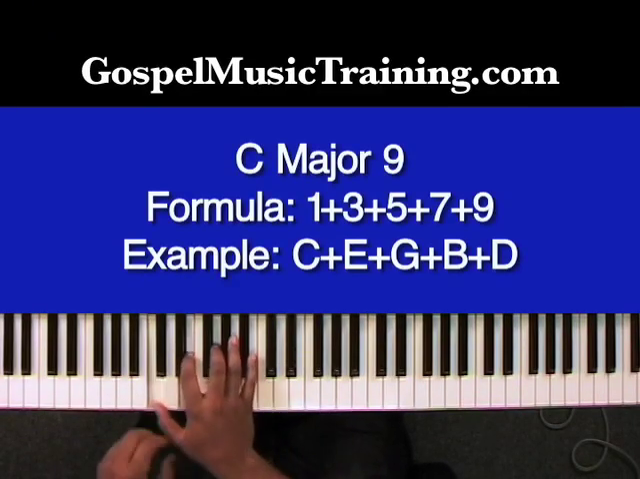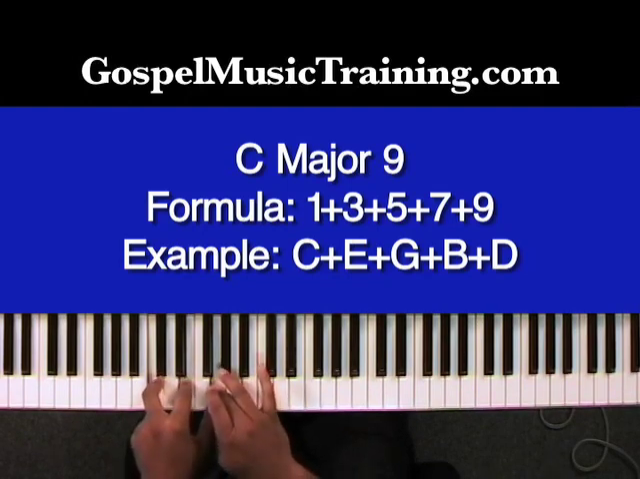So let's talk about the C major 9. And remember, starting from the ground up, the foundation, you have to start with the root chord, which will be the 1, 3, and the 5. In this particular case, let's look at that. It would be C, E, and G. That's our 1, 3, and 5, right?